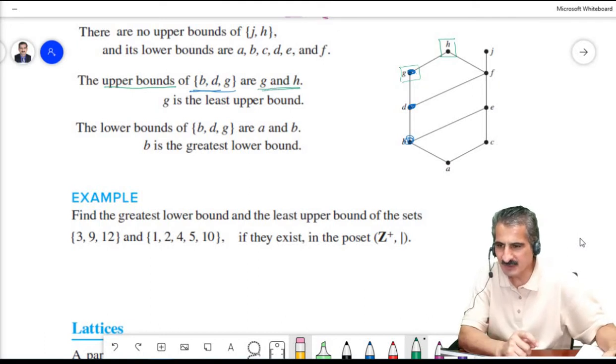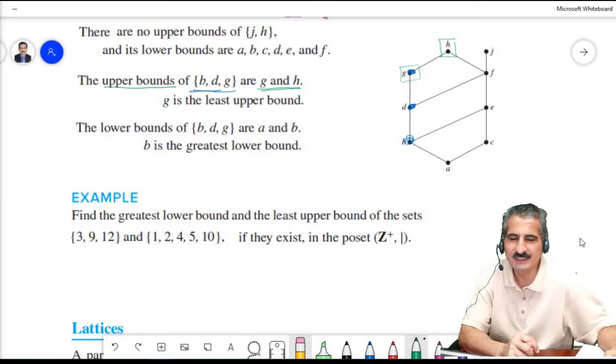And now if you want to talk about the least upper bound of this set, in green we have G and H as upper bounds, and the least one is clearly G.